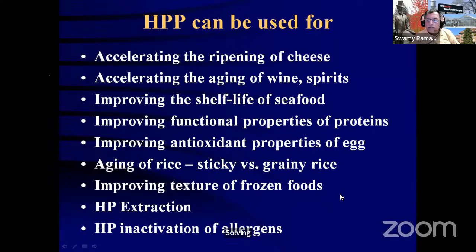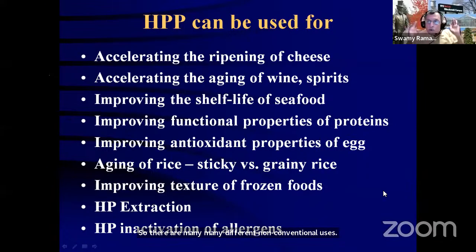Also you can use it for non-food applications, like strengthening wood, for example, by compaction. You increase the density of the wood, which makes it stronger. And for medical applications, many bones are high pressure treated to make them more dense, which improves their mechanical properties. So there are many different non-conventional uses. I don't have time to go through all of them unless I give a whole lecture on high pressure, so I'm going to stop here.